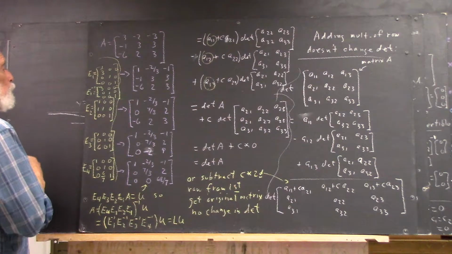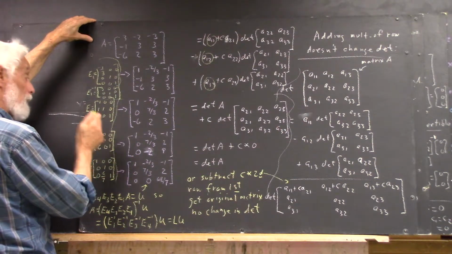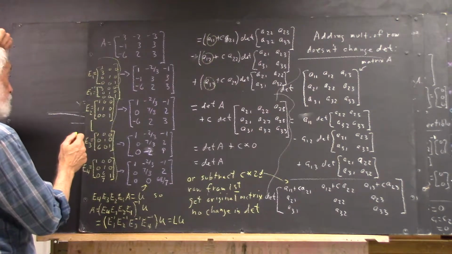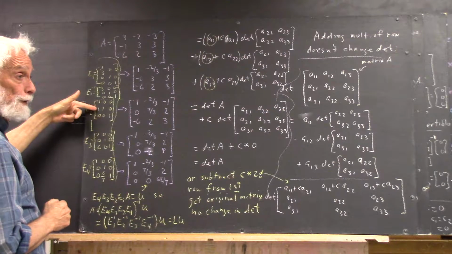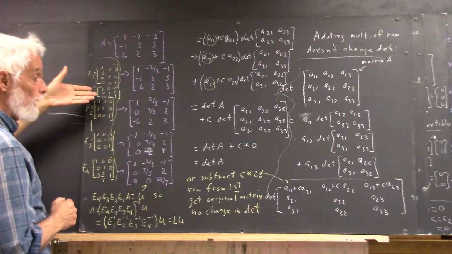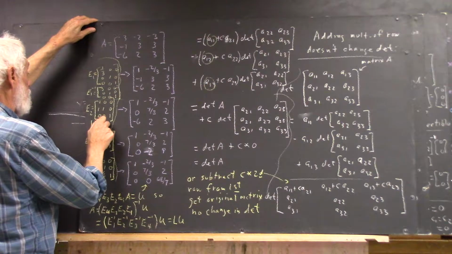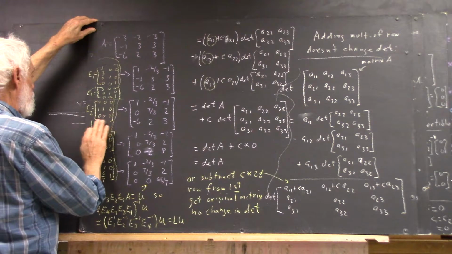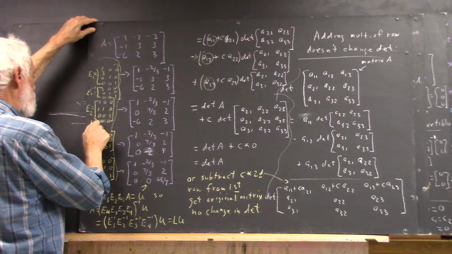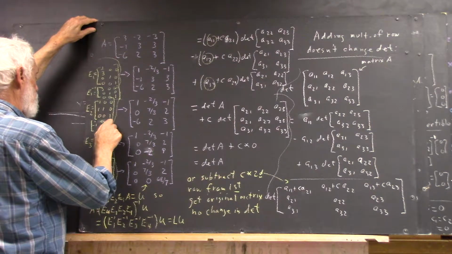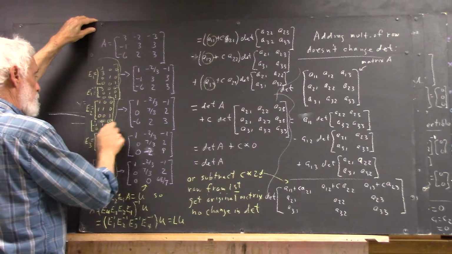Okay? E2 inverse, and let's see if I can write this. I've got to write it pretty small. Hopefully this chalk is sharp. We added the first row to the second, so we're going to subtract the first row from the second. That would undo the operation. Well, there's the inverse.